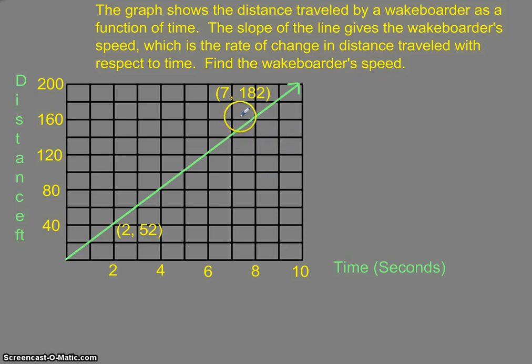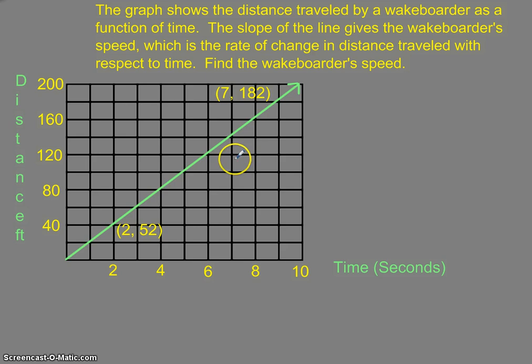Okay, here I'm given a graph showing the distance. The y-axis shows the distance in feet. The x-axis shows the time in seconds. It says the graph shows the distance traveled by a wakeboarder as a function of time. The slope of the line gives the wakeboarder's speed, which is the rate of change in distance traveled with respect to time. Find the wakeboarder's speed.